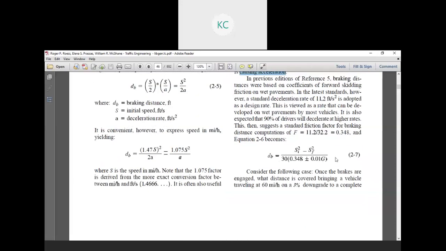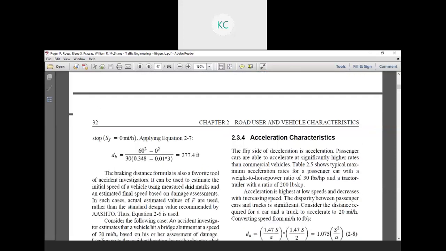For that particular equation, the holistic braking distance equation is termed as d is equal to s_i square minus s_f square upon 30 into 0.348 plus or minus 0.01 g.